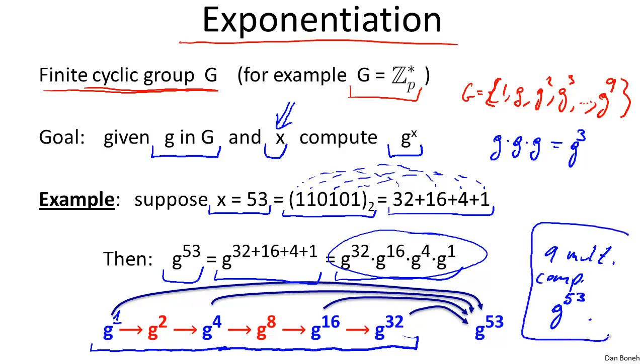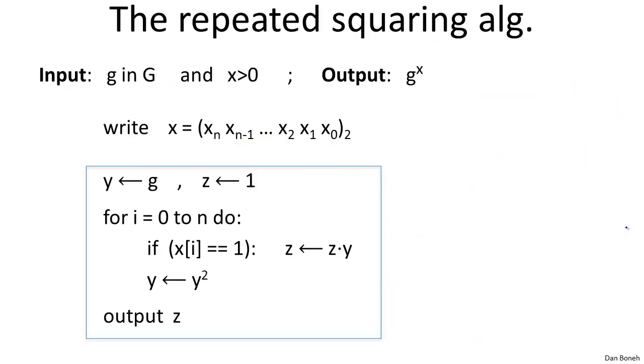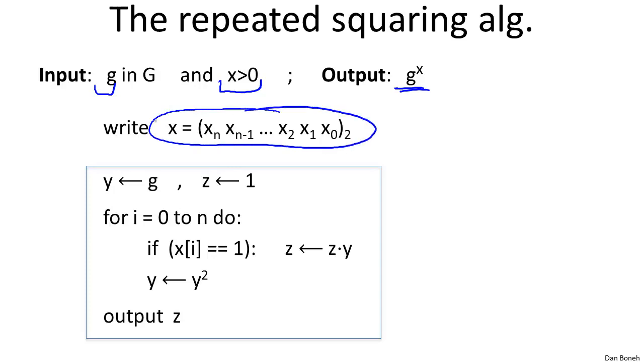Okay, so that's pretty interesting. It turns out this is a general phenomenon that allows us to raise g to very, very high powers and do it very quickly. So let me show you the algorithm. As I said, this is called the repeated squaring algorithm. The input to the algorithm is the element g and the exponent x, and the output is g to the x. What we're going to do is write x in binary notation. So let's say that x has n bits, and this is the actual bit representation of x as a binary number.